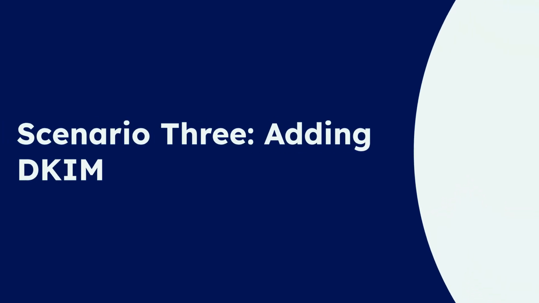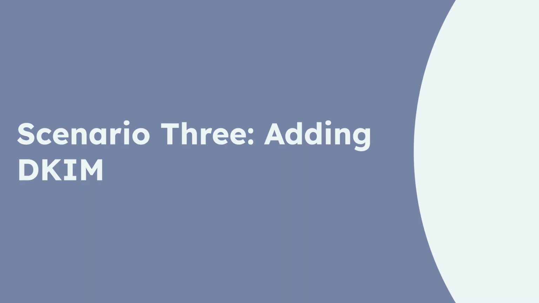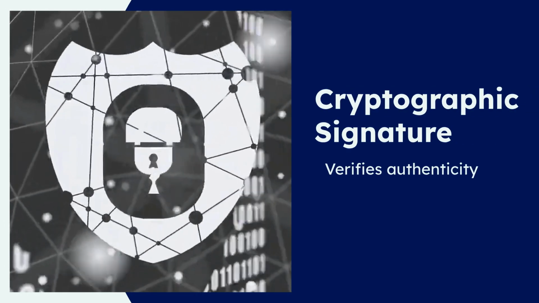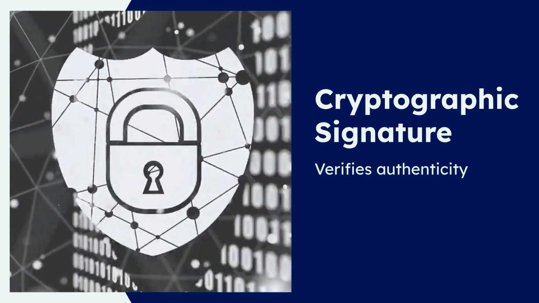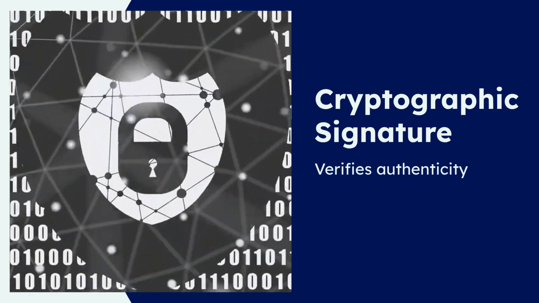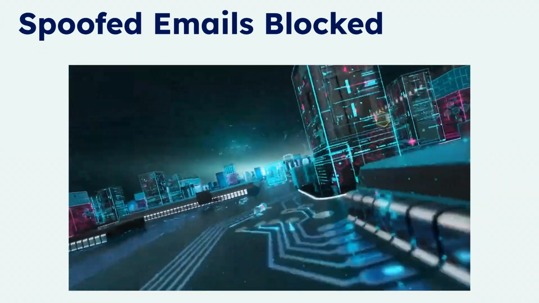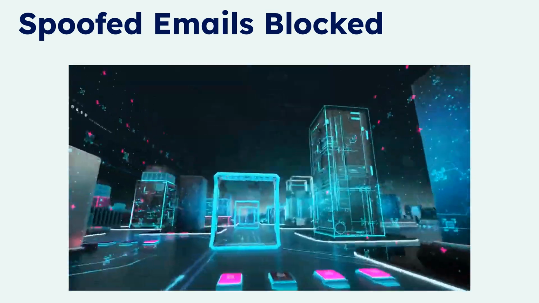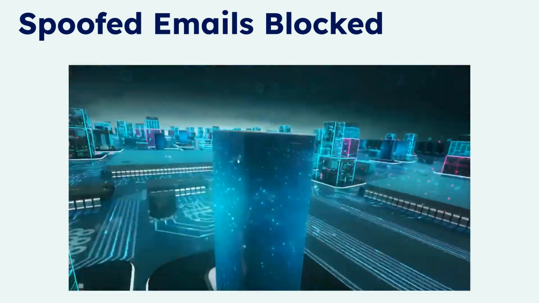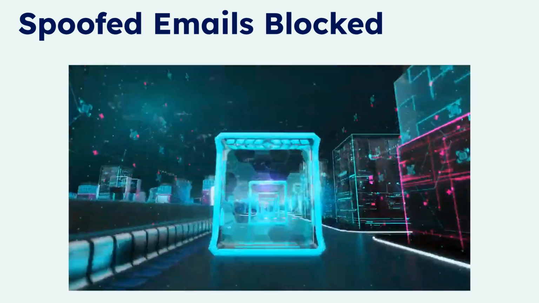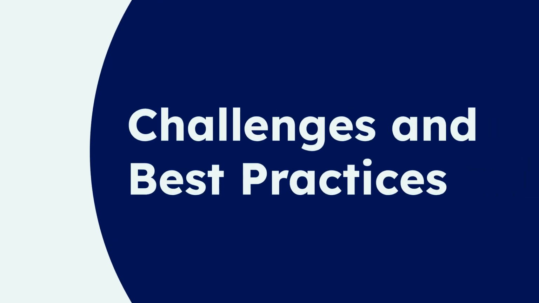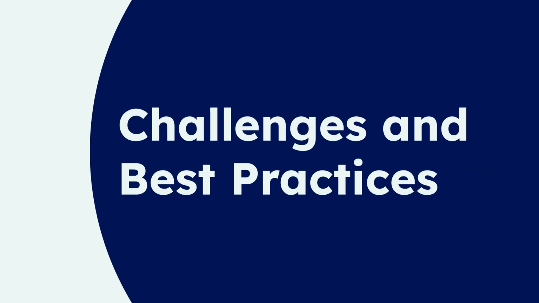Scenario 3 focuses on adding DKIM for an extra layer of email authenticity. DKIM adds a cryptographic signature to your emails, which is essential for verifying their authenticity and ensuring they haven't been tampered with. With both SPF and DKIM successfully implemented, spoofed emails that previously got through will now be blocked, significantly boosting your domain's credibility. Now let's discuss some common challenges and the best practices for maintaining strong email security.